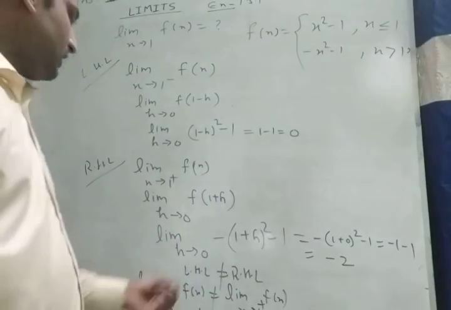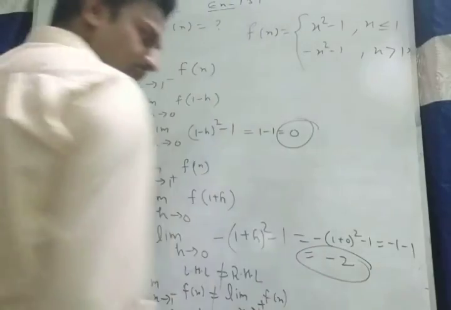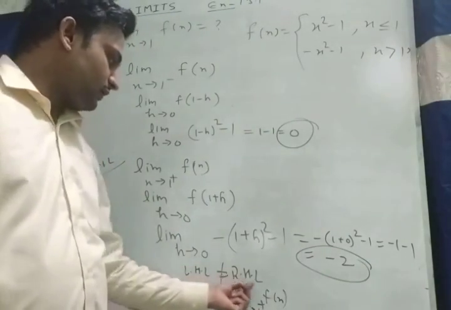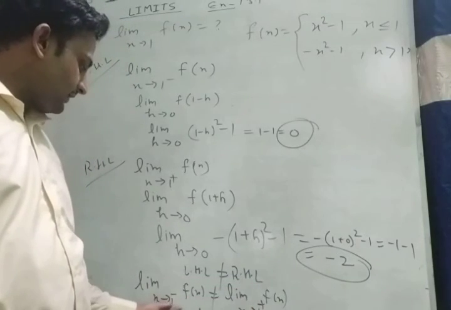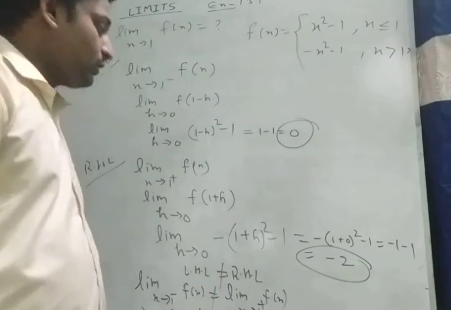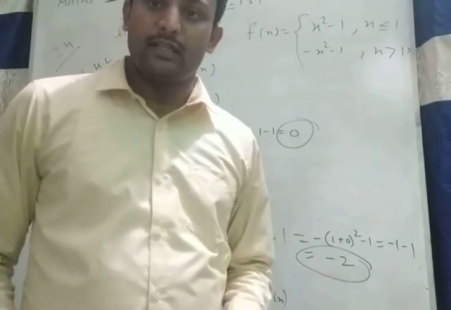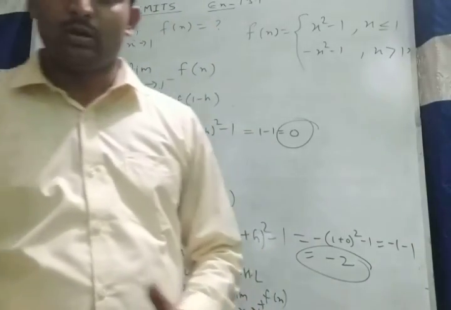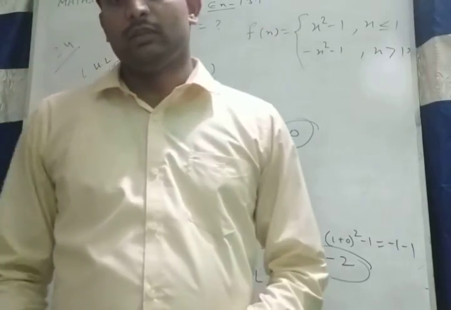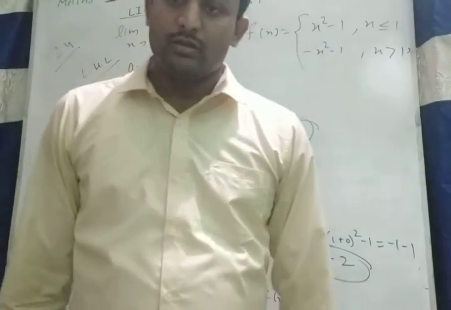Okay, now we are saying that our left hand limit is this and right hand limit is this, both are not equal, so we can say that left hand limit is not equal to right hand limit, means limit x tend to 1 minus f(x) is not equal to limit x tend to 1 plus f(x). So if the left hand limit and right hand limit are not equal, then the limit of the function does not exist. If the left hand limit and right hand limit are equal, then the limit of the function exists.